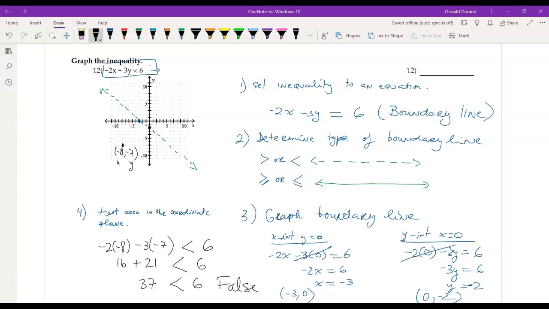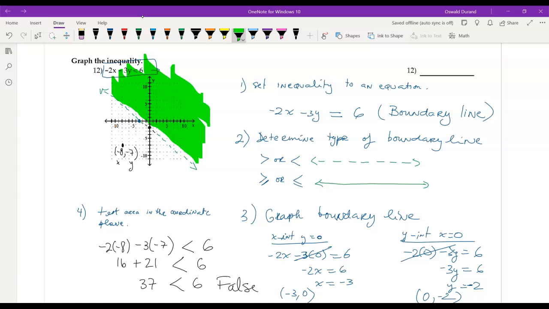So we know that the point -8 and -7 never satisfies this inequality. So my shaded area cannot be on that side, right? And so you simply put the shaded area on the other side. That's it, right? So you just choose any point.